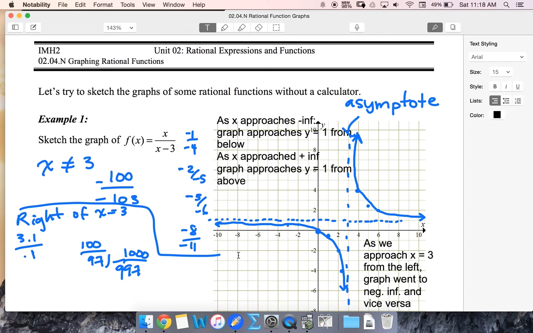So that's what we want to think about with these graphs. We want to think about our key point, so where we're making asymptotes, and what's happening to the graph as we approach that key point. Also, what's happening to the graph as x approaches infinity and negative infinity. So let's look at a second example in example 2. But I'm going to stop here with example 1.